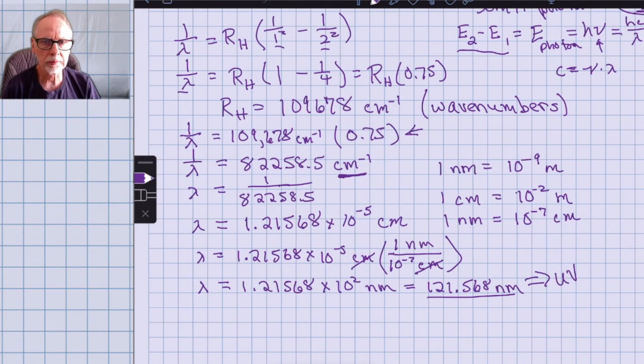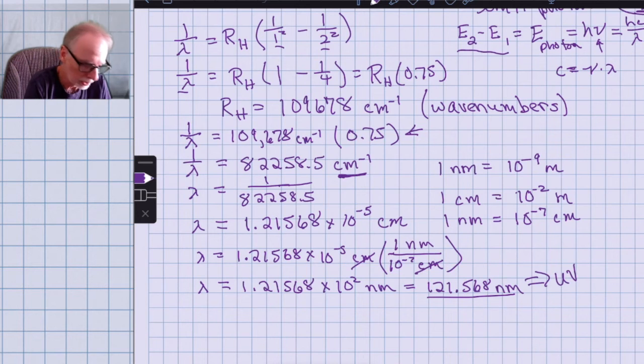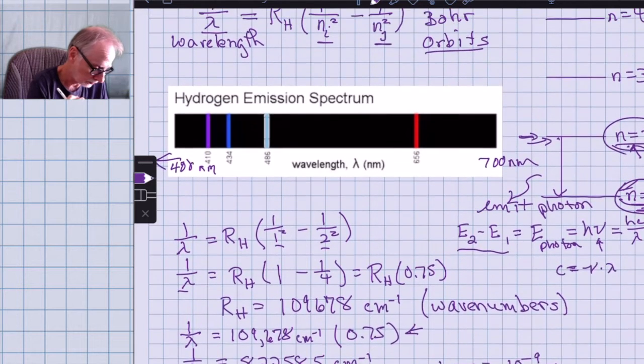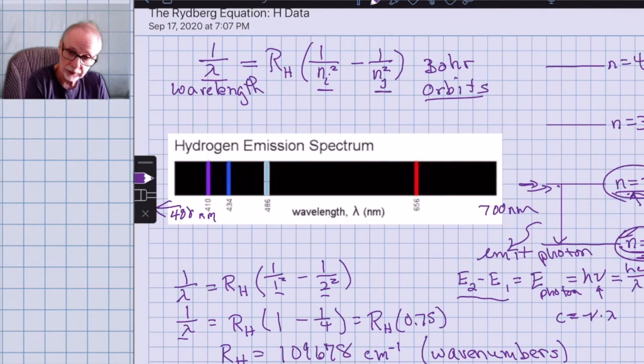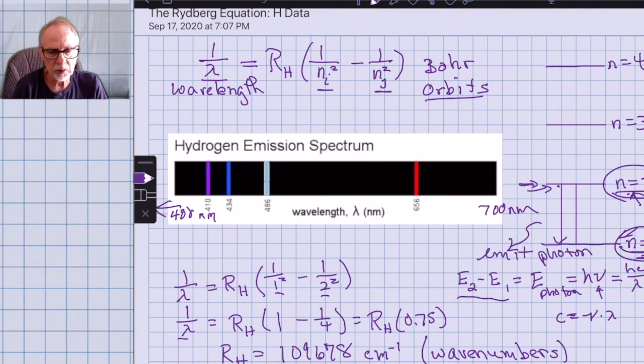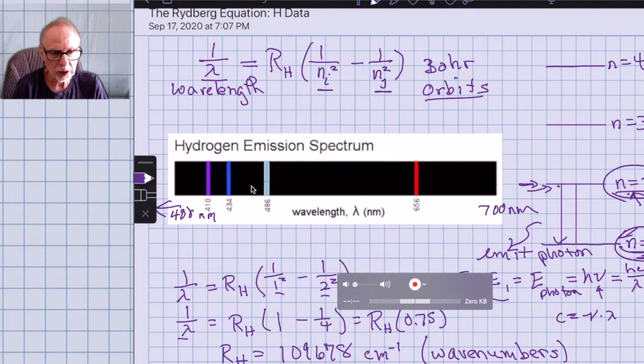So let's just review a little bit at this point. What we just calculated was the wavelength corresponding to the emission that occurs when an electron goes from the n equal 2 level to the n equal 1 level. And what we determined is that this was in the ultraviolet region of the spectrum. So then the question is, where do these visible lines, what do they correspond to?